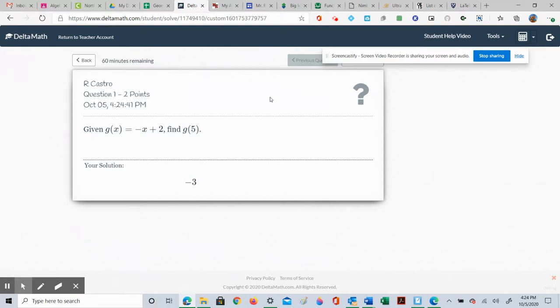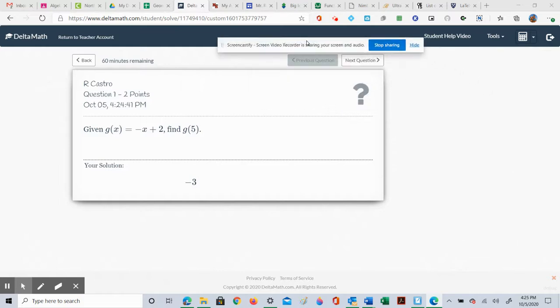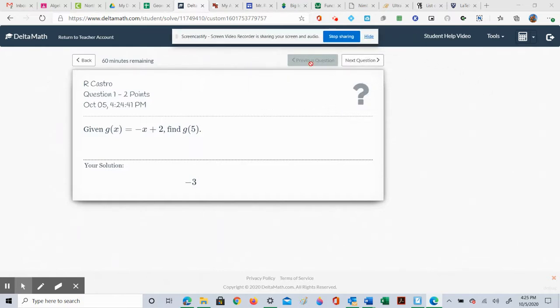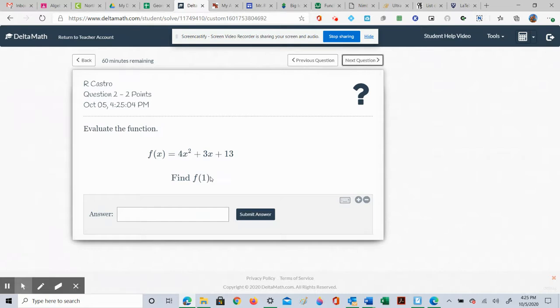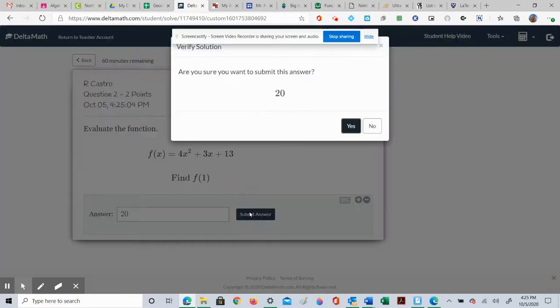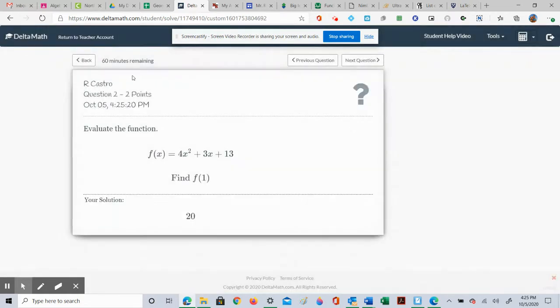I set it now so that you have 1 hour to do the test, and you won't get your score until after the test is done. I'm not going to do the whole test. So I could go to the next question. F of 1, 1 squared is 1, times 4 is 4, 7, 13. The answer should be 20. Might have got it wrong, I don't know. I'm just going by these quickly.